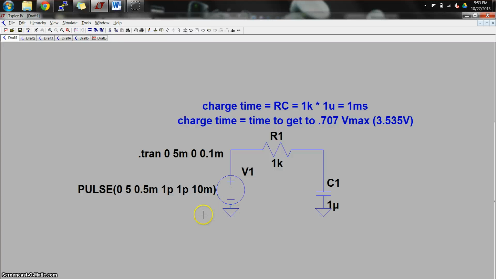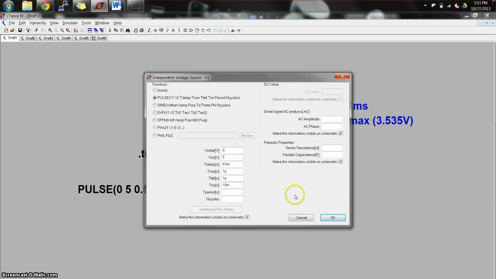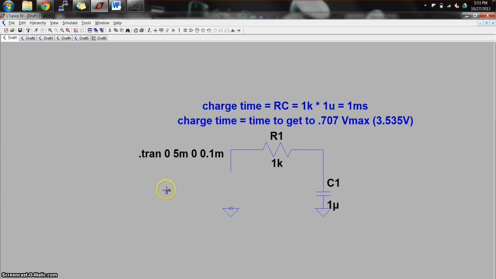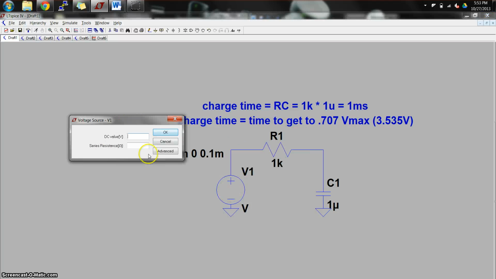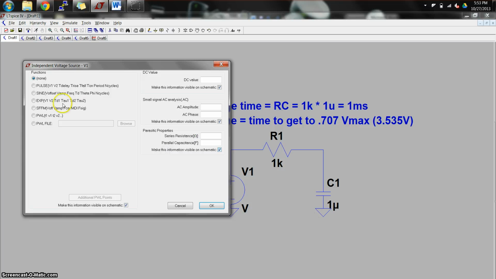What I'm going to be doing here is applying a pulse function. You may not know how to do that yet. If we right click on this voltage source and look at the options, you usually get this basic GUI, and it's asking you for a DC value. Well, we don't want a DC value, we want a more advanced system. So we're going to go advanced, and we want a pulse. A pulse is just a square wave. So we're going to click pulse.